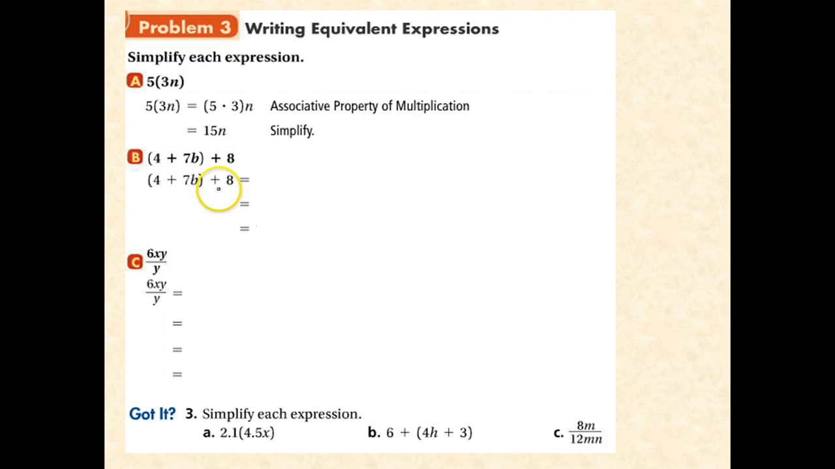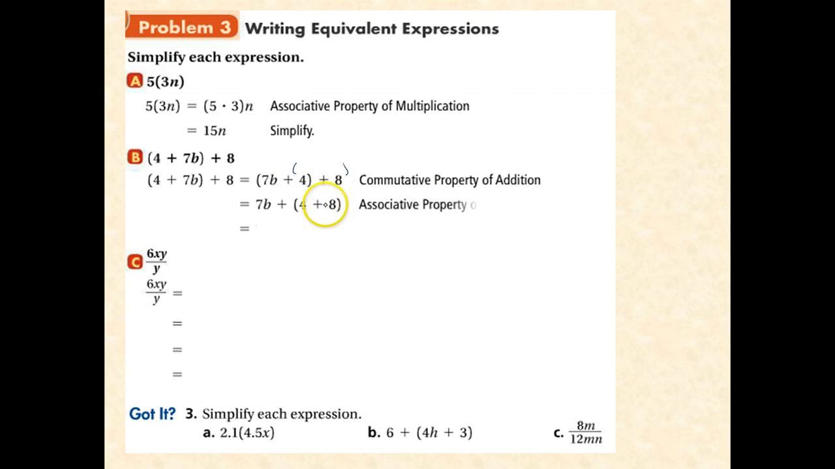Gee, I'd like to get the 4 and the 8 near each other. Hey, I could use the commutative property and switch the order of the 4 and the 7b. That's the commutative property of addition. Then, if I can group like this using the associative property of addition, then I can simplify inside the parentheses.